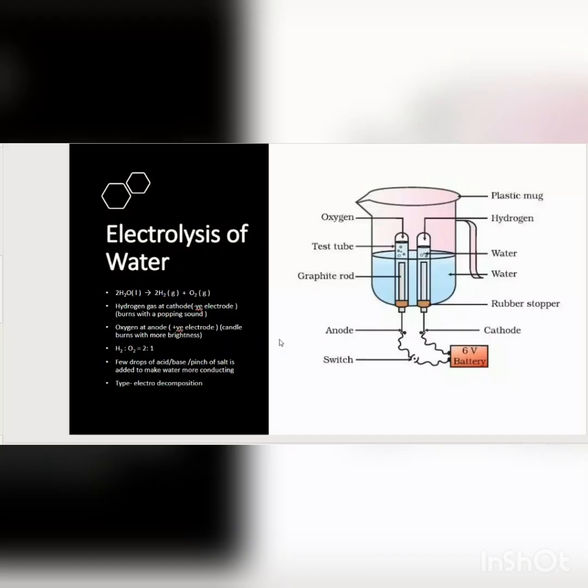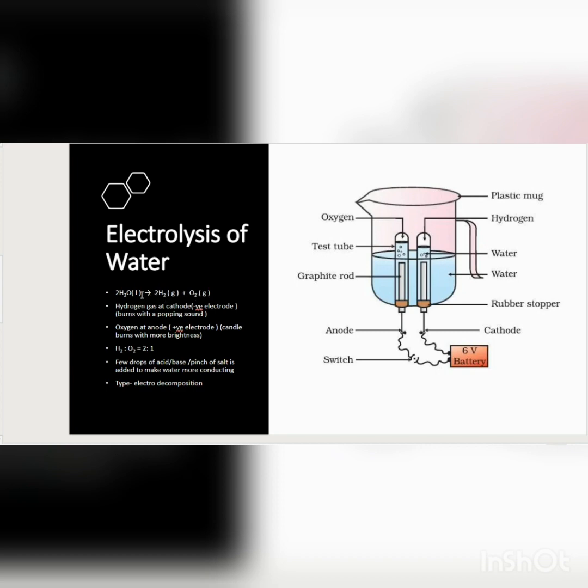Hello, my dear students. In today's video, we will understand what will happen when electric current is passed through water. When electric current is passed through water, which is H2O, whose constituents are hydrogen and oxygen, it will break down into two constituent gases, hydrogen gas and oxygen gas.